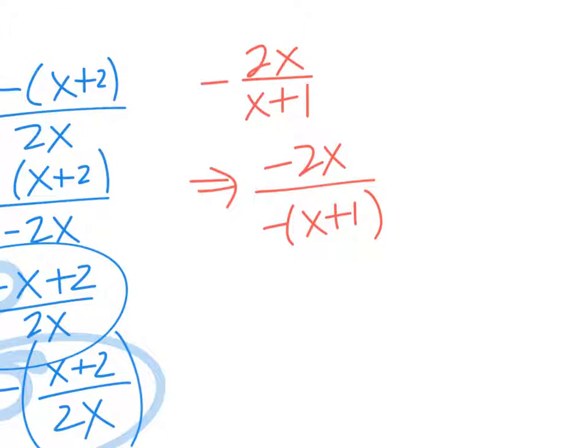Some of you may say, why not? I have a negative, I can give it to both. No, what happens is if you give it to both, you have two negatives. Two negatives make a positive, right? You didn't change it at all. You didn't make anything negative.